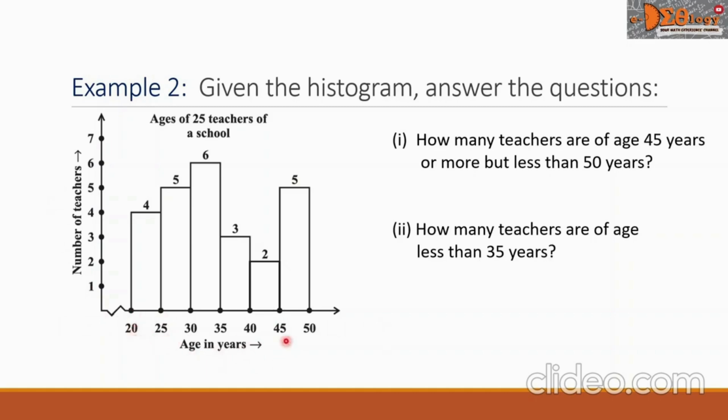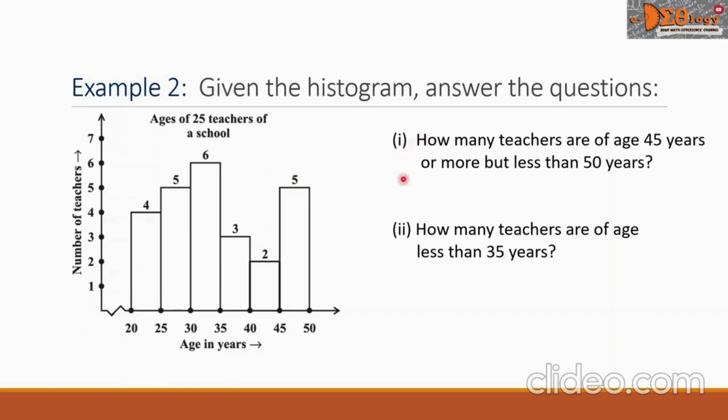And we put the class limits. Note that it started with 20, then 25, 30, 35 up to 50. That means the ages of the teachers are from 20 up to 49. Also, there are no teachers below 20 years old.